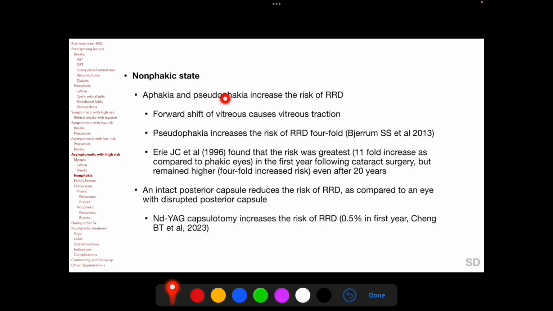Aphakia and pseudophakia increase the risk of RRD, and this is said to be because of forward shift of vitreous causing vitreous traction on the peripheral retina. Pseudophakia has been found to increase the risk of RRD fourfold, and another study found that the risk of RRD was greatest in the first year following cataract surgery but remained higher even after 20 years following cataract surgery. An intact posterior capsule reduces the risk of RRD compared to an eye with disrupted posterior capsule, and Nd:YAG capsulotomy increases the risk of RRD, which has been estimated to be 0.5% in the first year following capsulotomy.